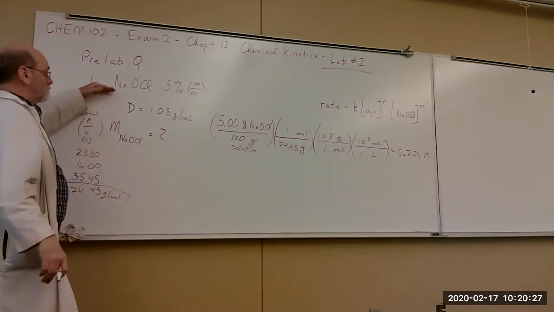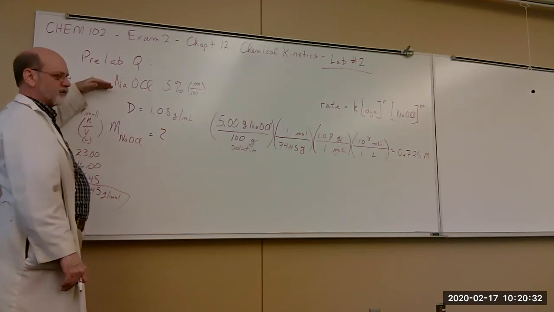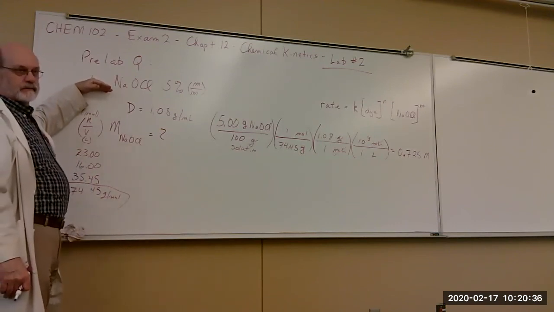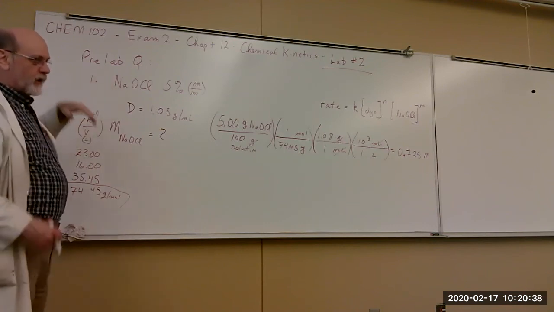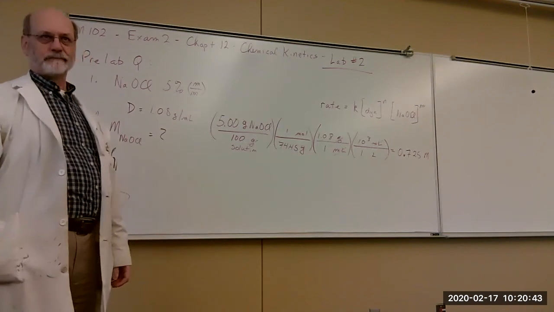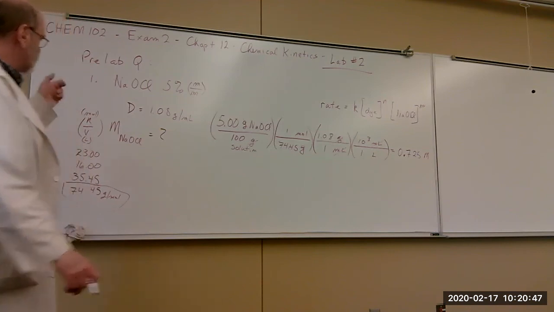So I was wrong. The authors are saying that 5% sodium hypochlorite is actually a mass-mass ratio, whereas vinegar is mass per volume. Okay, so that's number 1.